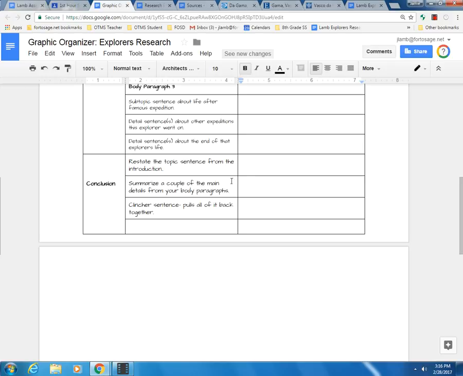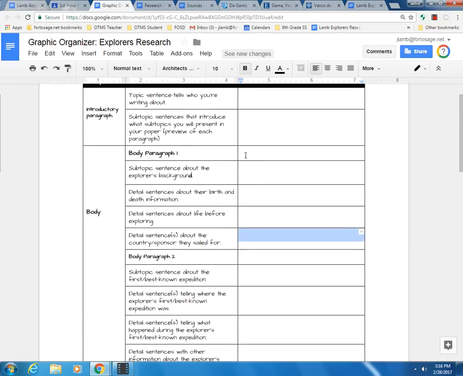My recommendation for you is to start with body paragraph 1. And I wouldn't even start with the subtopic sentence. I would start with detail sentences where you're literally looking through your sources, trying to find information to put on this graphic organizer. It's the best way to get started. I would actually do my introduction and my conclusion last. So start with the body paragraphs, then do all your subtopic sentences in the body paragraphs, and then go back and do your intro and your conclusion.